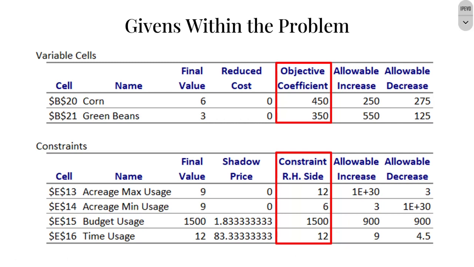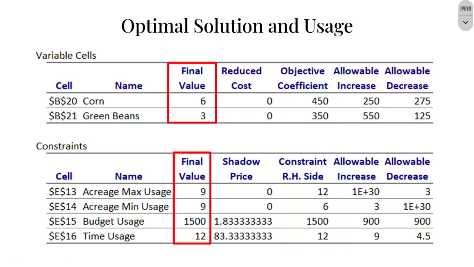The other thing that's really clearly laid out for us is our final solution. So we know that in the end, she needs to plant 6 acres of corn, 3 acres of green beans. And then we're told how much of each resource she actually used. So we know that she used 9 acres rather than her full 12. She used all $1,500 and all of her time, her 12 hours.